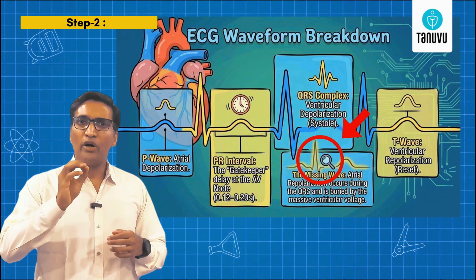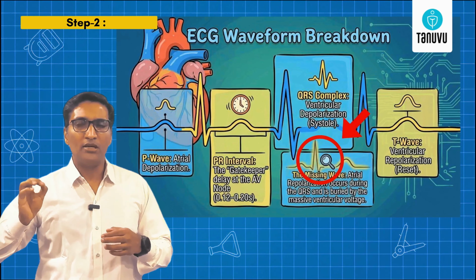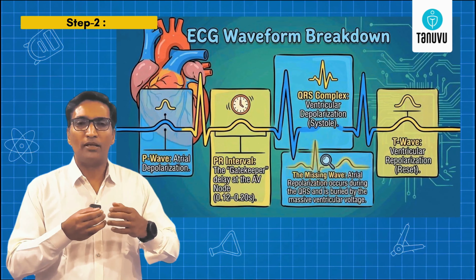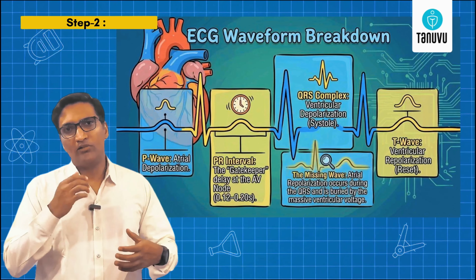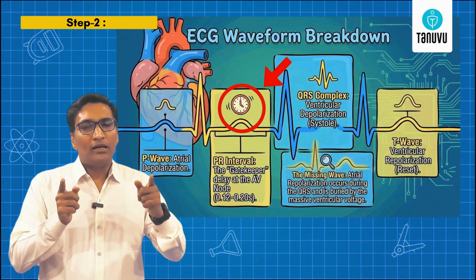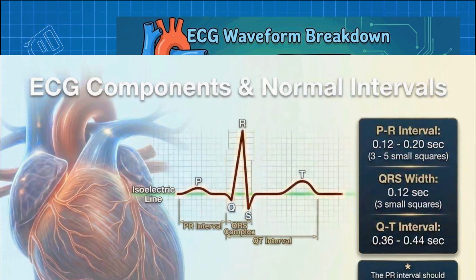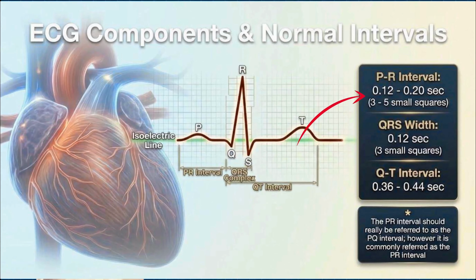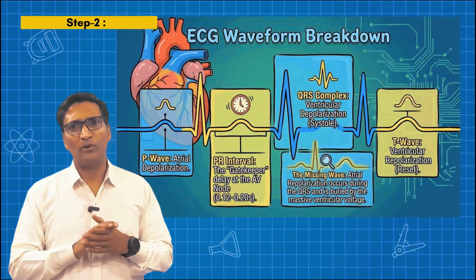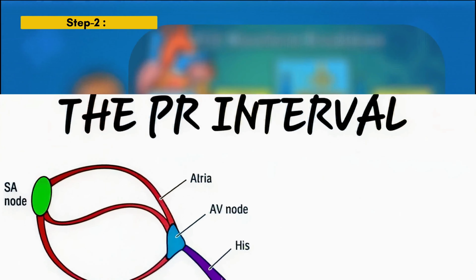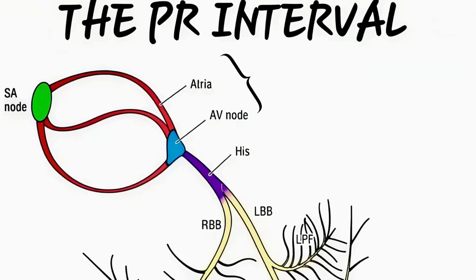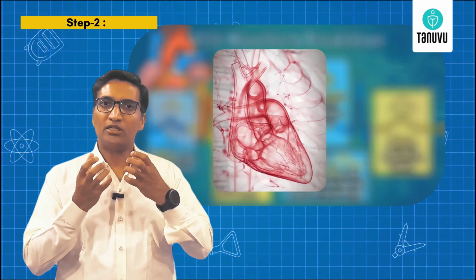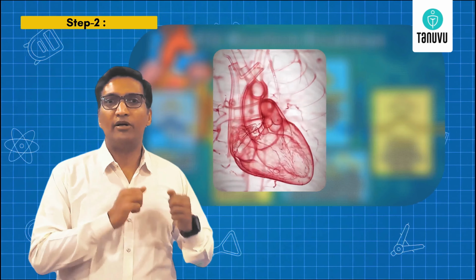Now there is also atrial repolarization which happens, but it is hidden in the QRS complex, and because of the massive electrical voltage, it is not visible on the ECG. The PR interval is a crucial aspect to understand. The normal PR interval is 0.12 to 0.20 seconds. That is 3 to 5 small boxes. This represents the delay that happens at the AV node before the impulse is conducted into the ventricles to facilitate a synchronous contraction between atria and the ventricles.